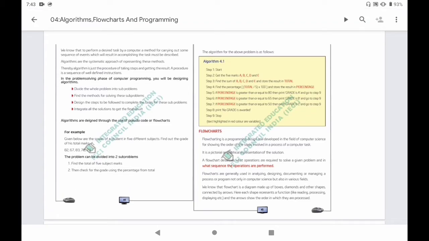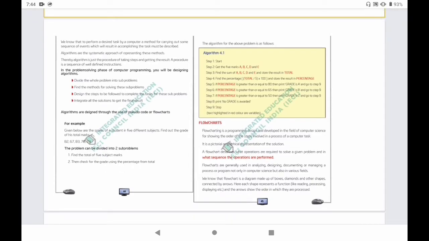Given below are the scores of a student in 5 different subjects. So we have 5 subjects, and we need to find out the grade of his total marks. What are the marks here? 82, 67, 83, 78, 79.